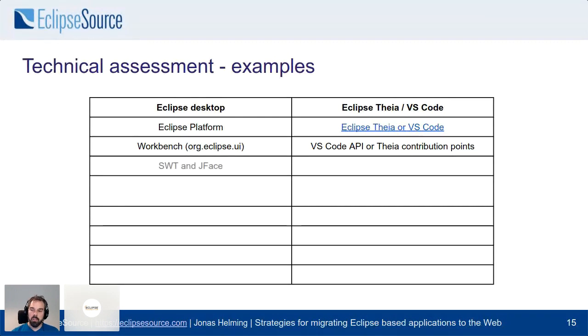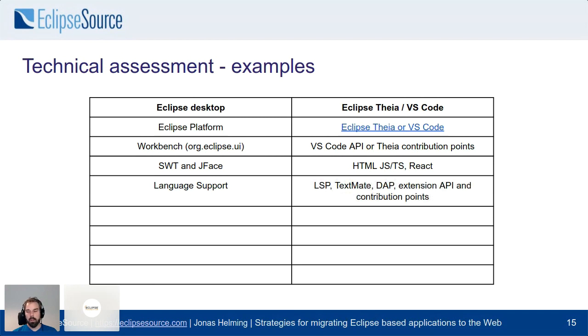For SWT and JFace, that's replaced with HTML, JavaScript, and any UI library you want, basically, at least for Theia. Very often React is used. It's kind of the standard choice at the moment. For language support, use the language server protocol and TextMate grammars. For debugging support, you use the debug adapter protocol, and there are additional API and contribution points provided by VS Code and Theia.